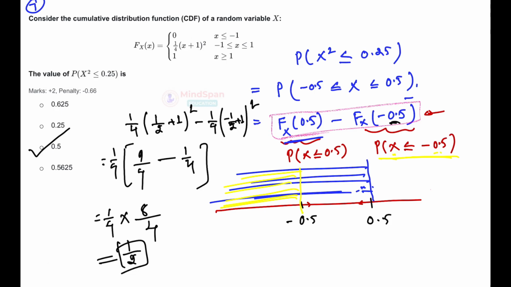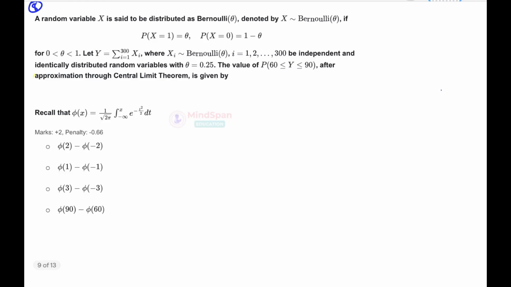Alright, now let's proceed to the next question. Okay, so now question number 8. A random variable x is said to be distributed as per Bernoulli, denoted by this, if... So what is a Bernoulli random variable? We know that if x is a Bernoulli random variable, it can take either the value success or the value failure, so either 1 or 0.